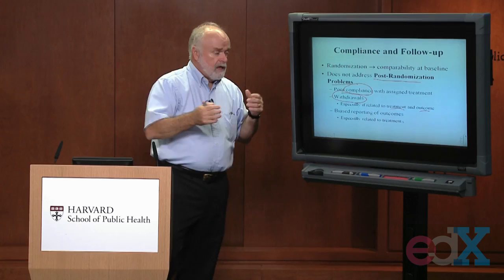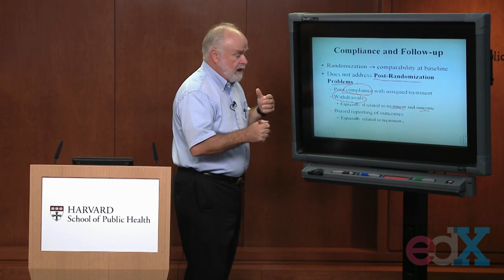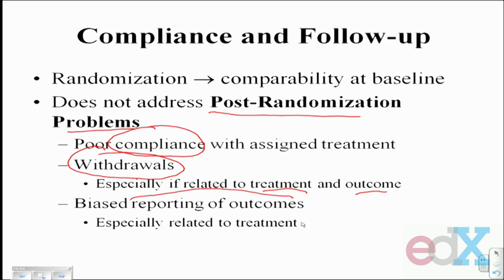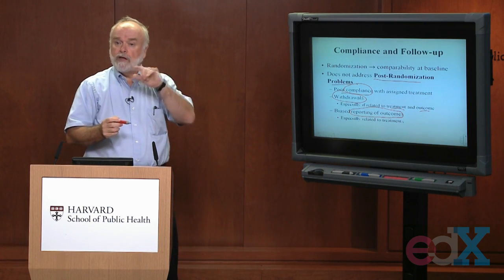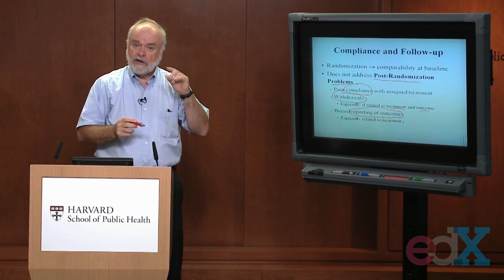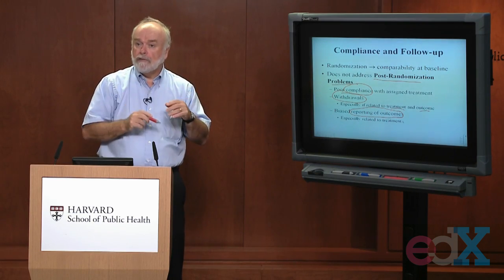The other problem that could happen after randomization is if I'm the investigator and I'm measuring outcomes on those people who are in my study, if I knew which group they were assigned to, that information might influence how I record those outcomes.